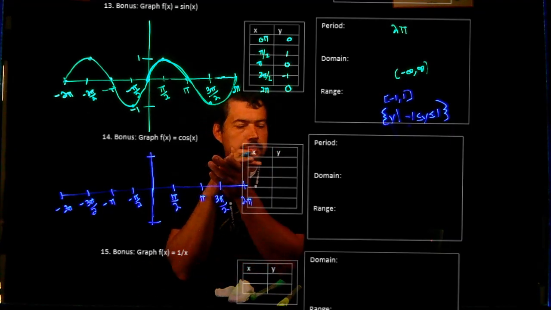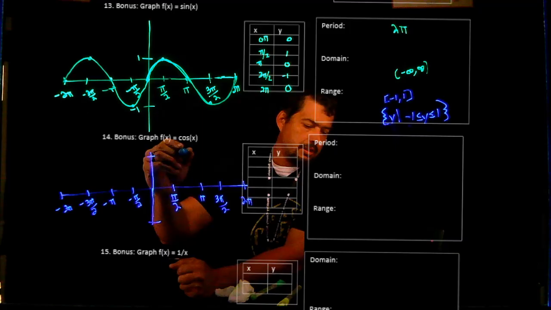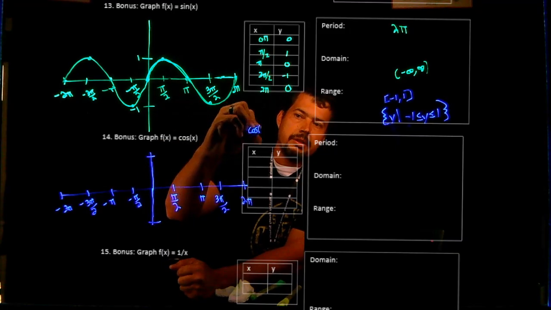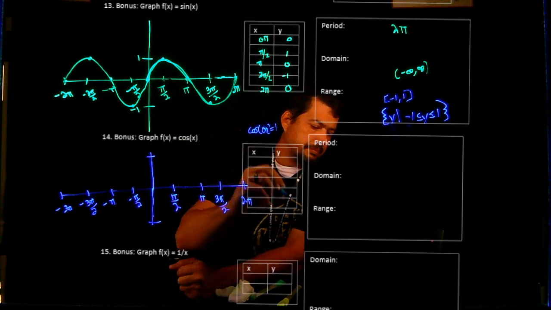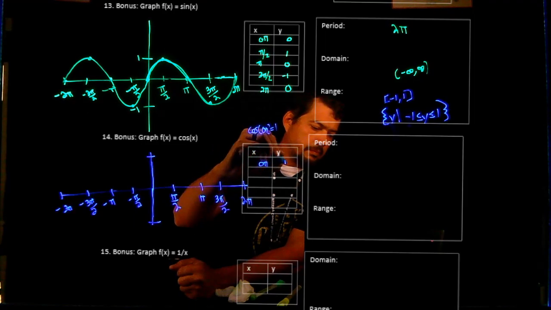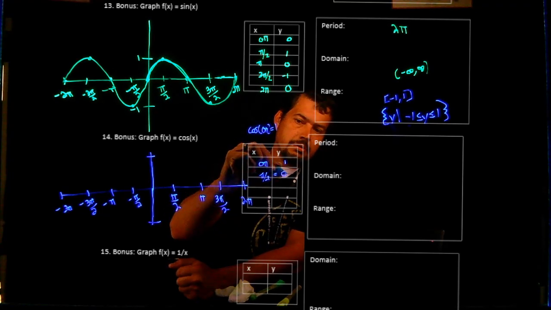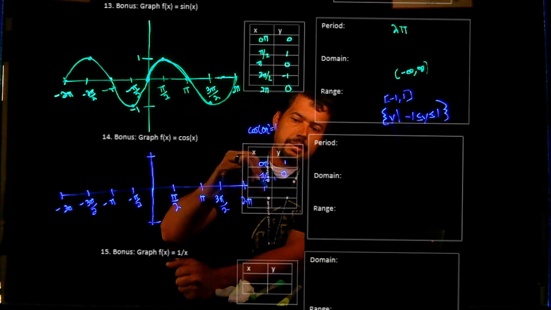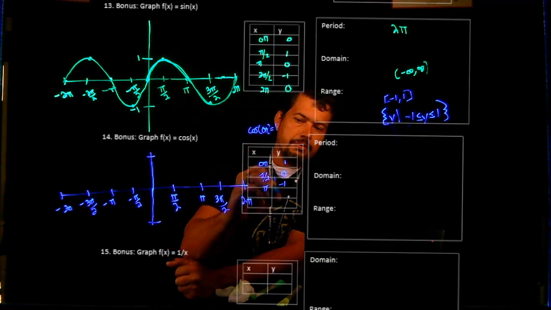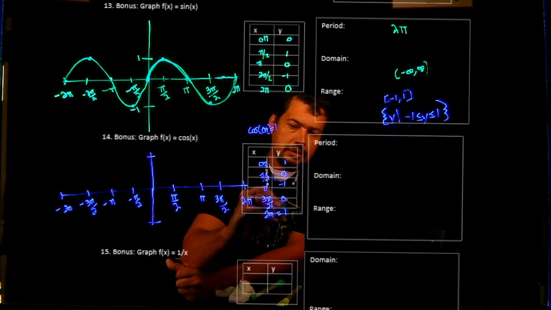Now, it turns out that the cosine of 0 pi, notice this is the cosine function, is 1. The cosine of pi over 2 is 0. The cosine of pi is -1. The cosine of thrice pi over 2 is 0, and the cosine of 2 pi is 1.